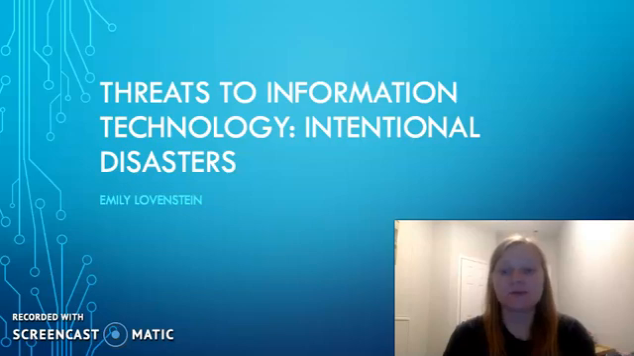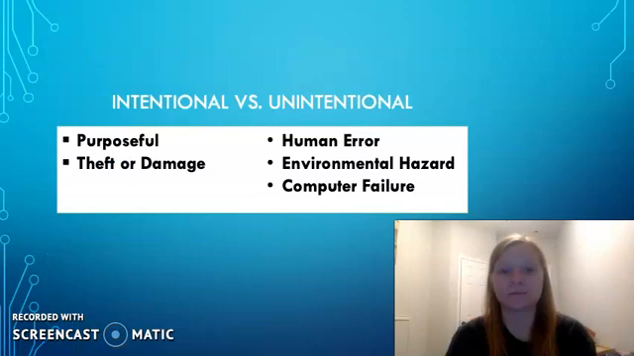I'm sure at some point in time we've all seen a movie or a TV show where a hacker remotely accesses a company's computer database to steal information or money, and it always seems a little theatrical and maybe a little overdramatic. But in reality, these technological disasters occur every day, and they're happening more and more often. So, in order to reduce the number of intentional disasters that occur, it's important that we know and understand what they are, how they occur, and what can be done to prevent them.